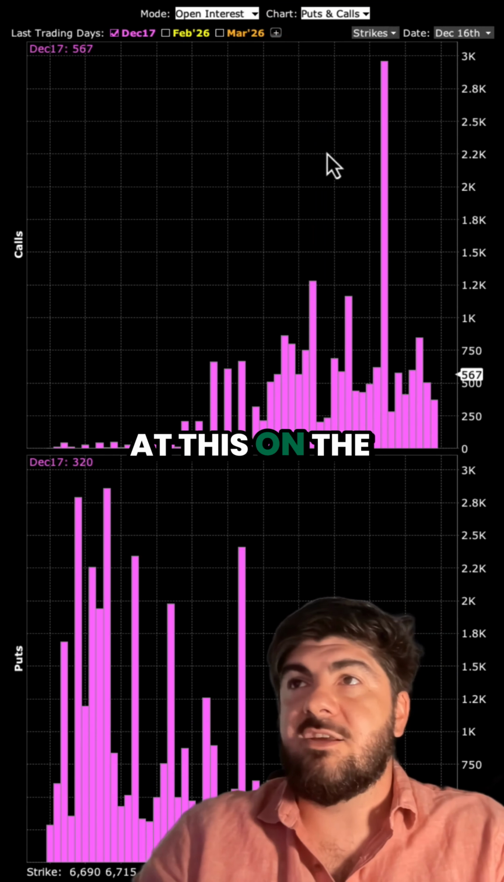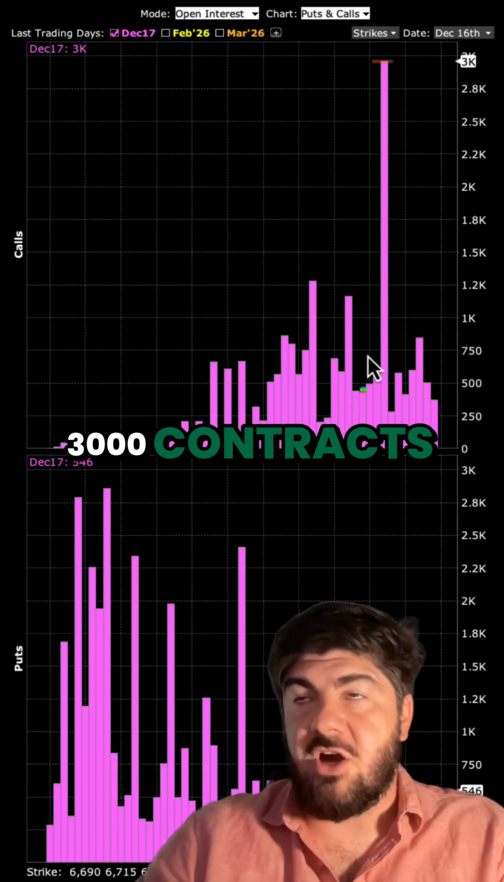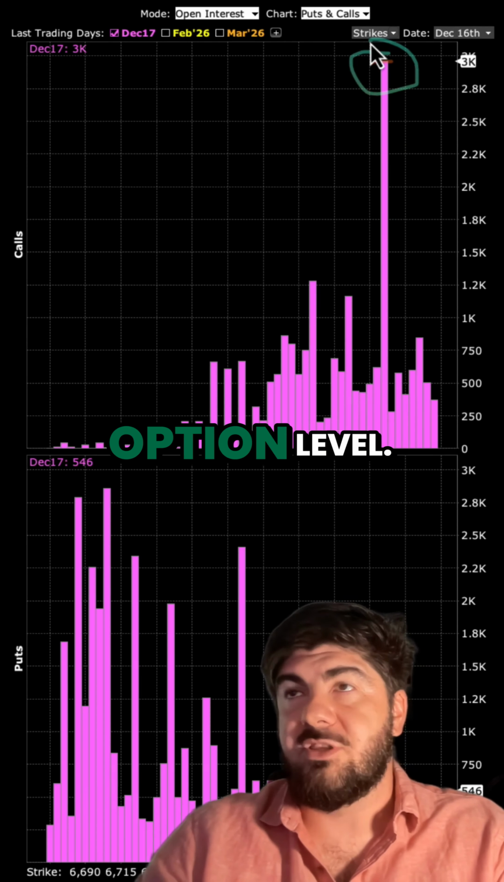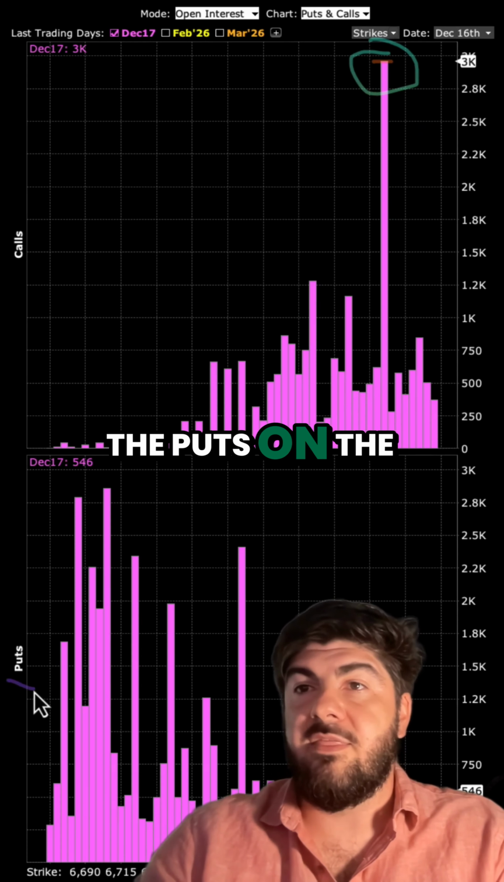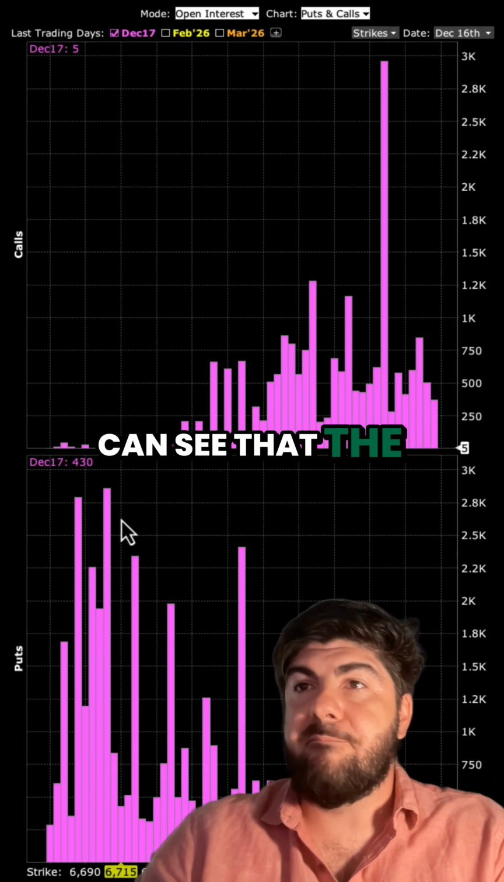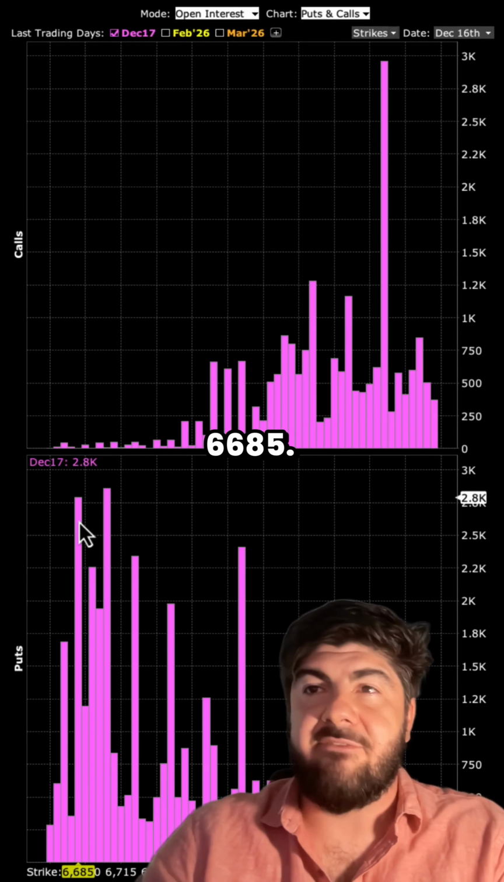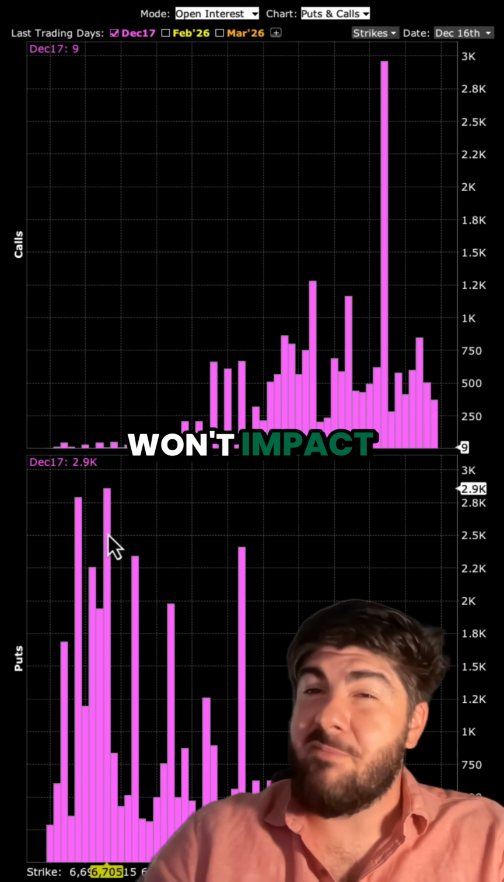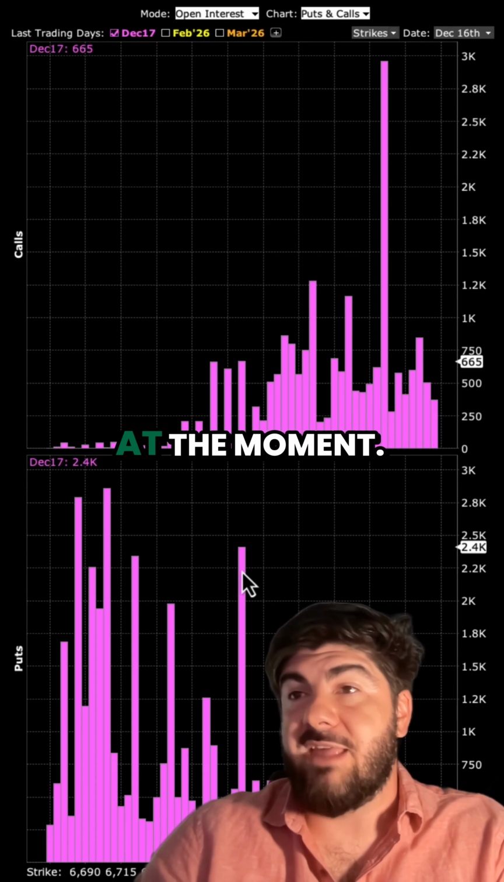Now, when you look at this on the SPX, you'll see that 6,900 has 3,000 contracts, and that's the biggest call option level. That becomes a resistance in the market. When you look at the puts on the bottom half, you can see that the biggest level and the cluster is around 6,700 to 6,685. That's really far away and probably won't impact today's session, considering the S&P 500 is at 6,850 at the moment.